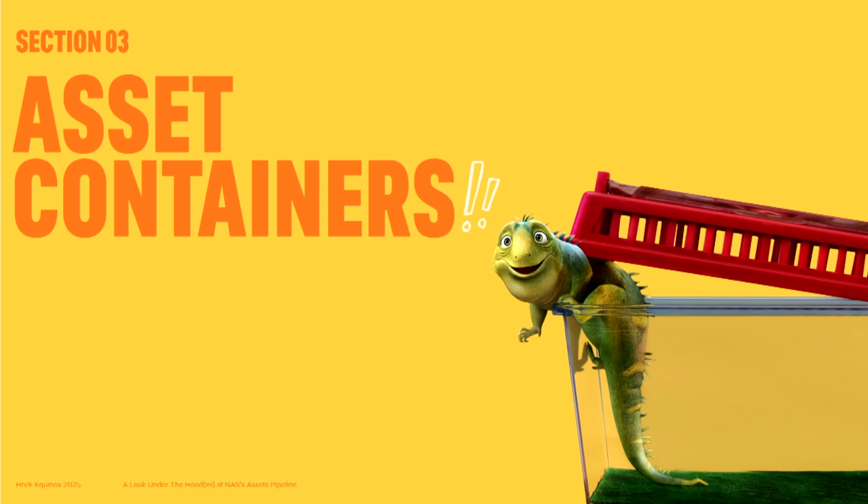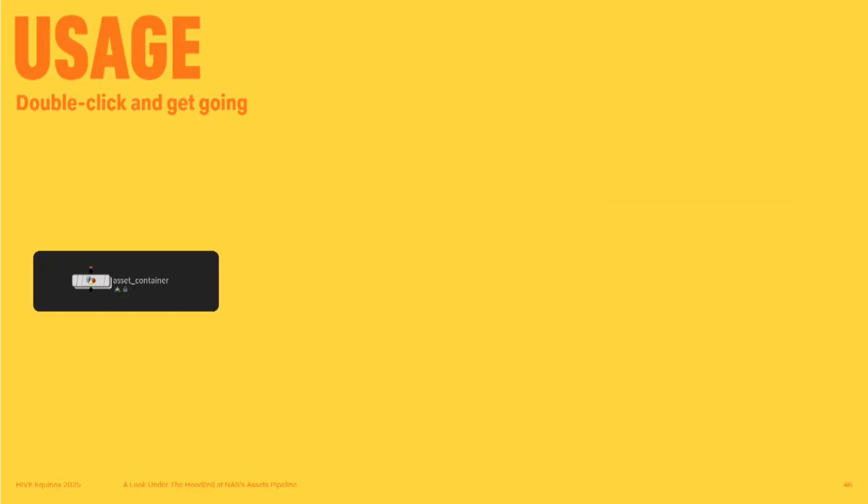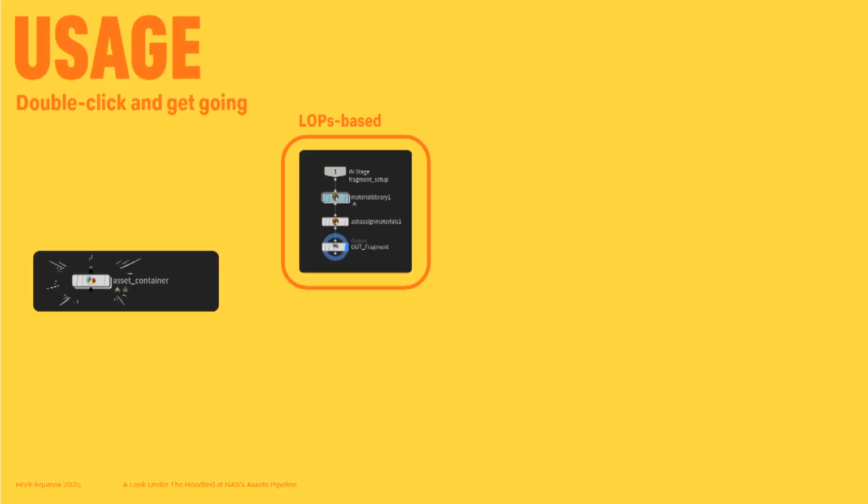Now, okay, building an asset hopefully kind of makes sense, but what are those asset container nodes? It's where we actually modify those fragments. Let's say we have an asset container. When we double-click it, it will drop us into a Solaris user work area. In this case, you see the usual default contents of the look container. You can see the material library and the assign material node.